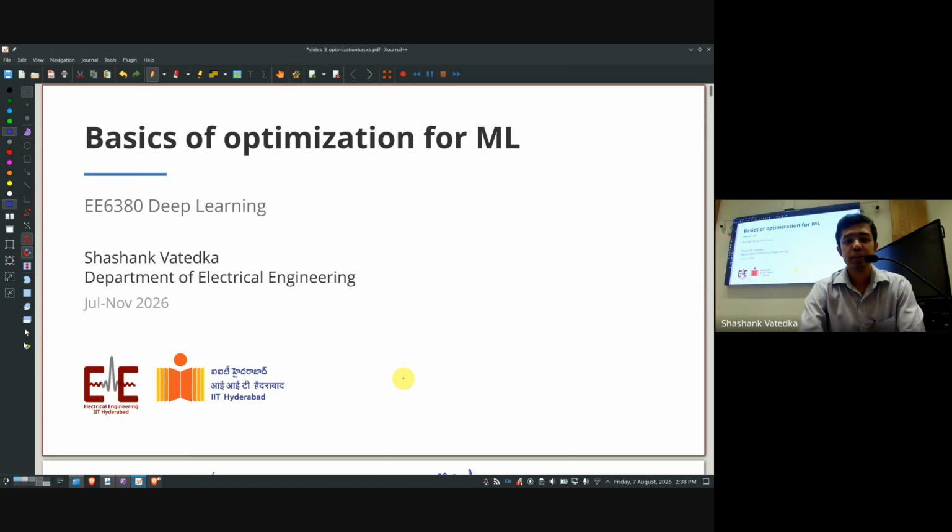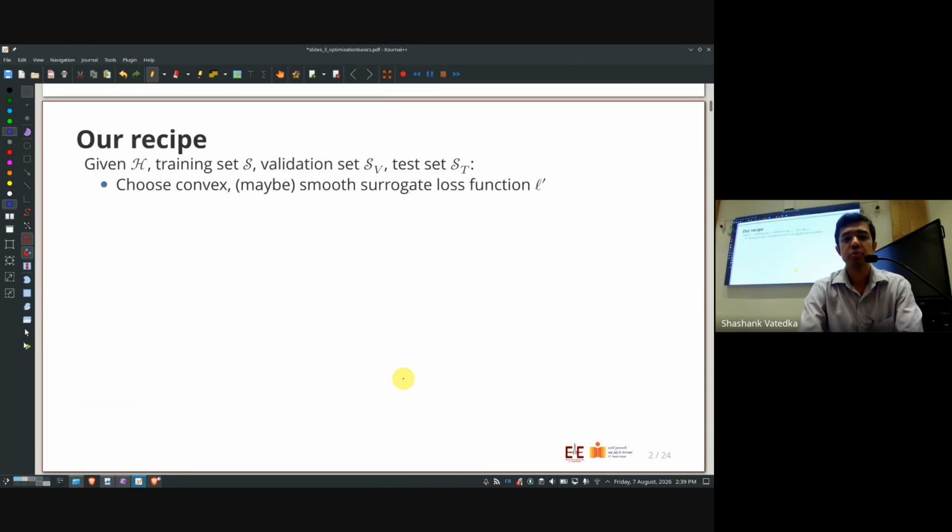Okay, so in the next couple of classes, we'll give a brief intro to optimization for machine learning, and we'll also explore what is different in deep learning. So recall that towards the end of the last class, we had a recipe for training a machine learning model. We're given a hypothesis class H, which could be, say, all 2-layer neural networks with 100 hidden neurons. We're given a training set, a validation set, and a test set.